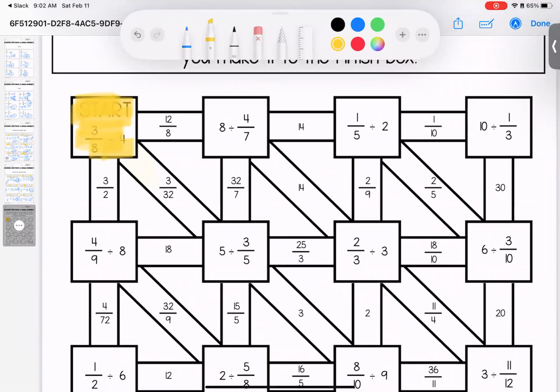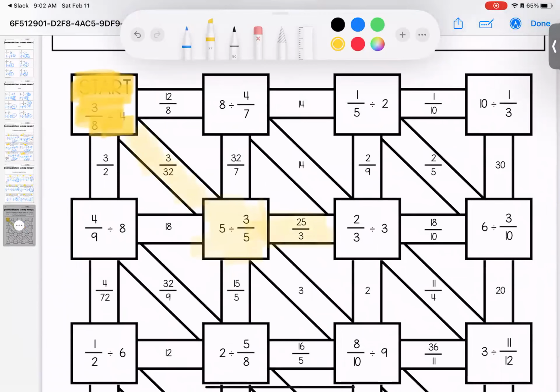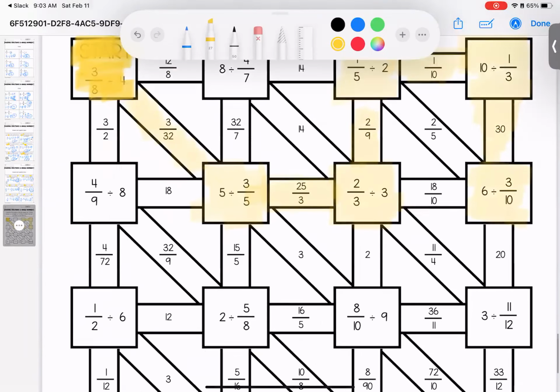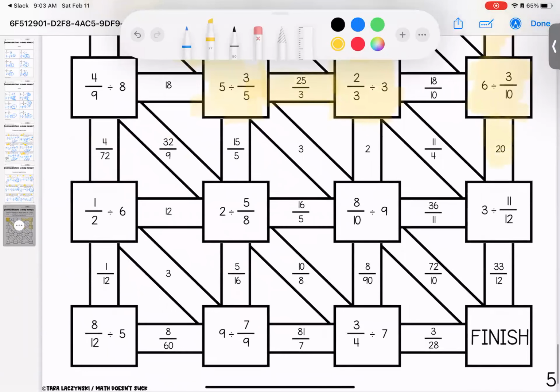So we would have come down here. Let me make it a little bit darker. Come down here because our answer would have been 3/32. And then we would have solved this box, which our answer would have been 25 over 3. And then we would have solved this box, which the answer is 2/9. And then we come here, which my answer is 1/10. And then we come here, and my answer is 30. And then we go here, and my answer is 20.